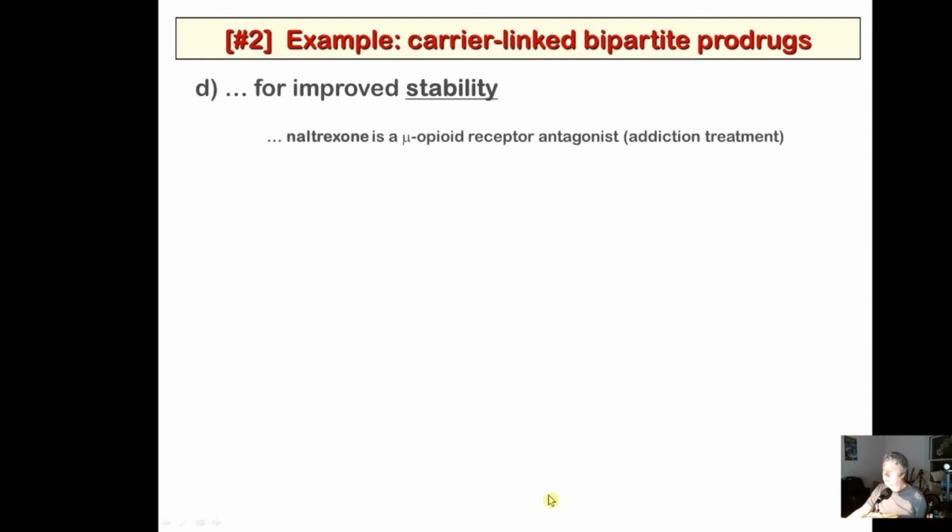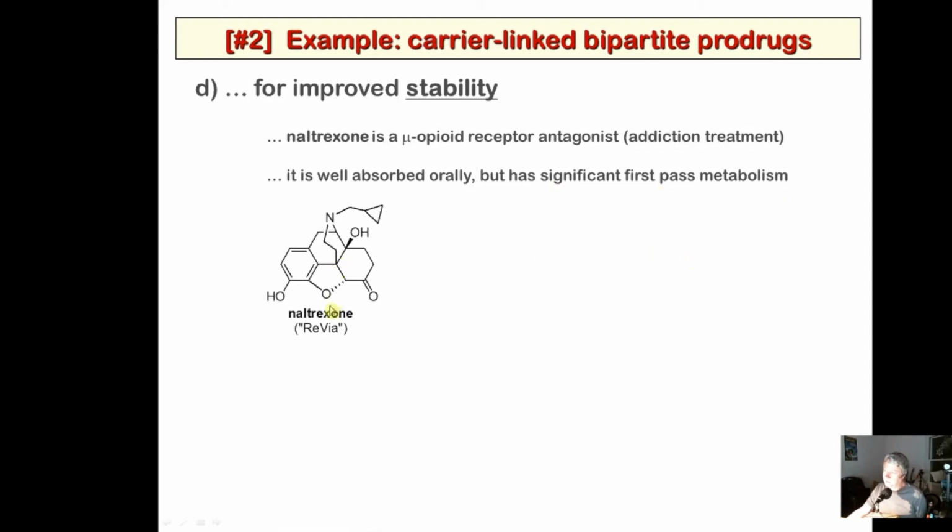Another example of improved stability. Naltrexone is a mu-opioid receptor antagonist, so it's used in addiction treatments for opioid drugs. It's well absorbed orally, but it's significantly metabolized. So this is naltrexone. And so what would you imagine might be the first pass metabolism? I don't know. What do you think? Maybe one of these, like this phenol or the tertiary alcohol, could act as a nucleophile, get glucuronidation or something like that.